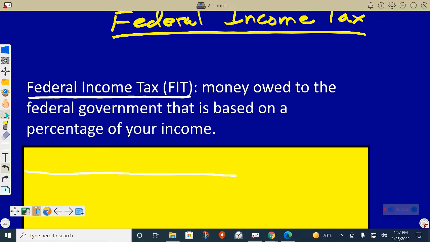What is that money used for? Give me an example of one thing they use that tax money for. I have no idea. Billions and billions of dollars. What do they do with that money? They return it at the end of the year. Negative. That's not what they do with it. But we do get some money back if something happens, and we're gonna get to that right now.